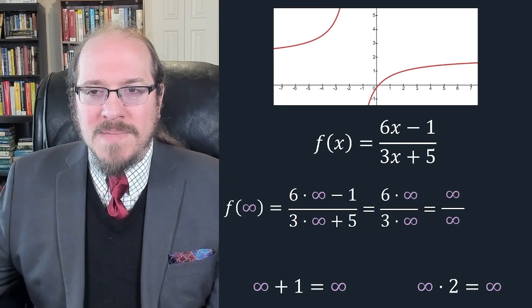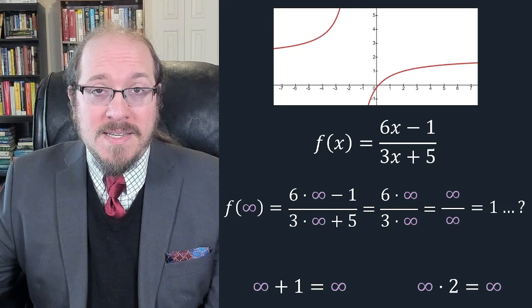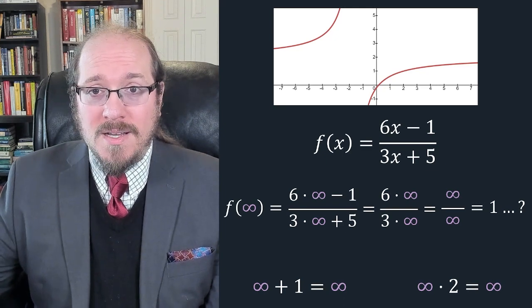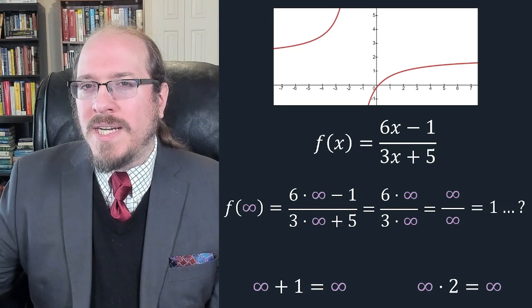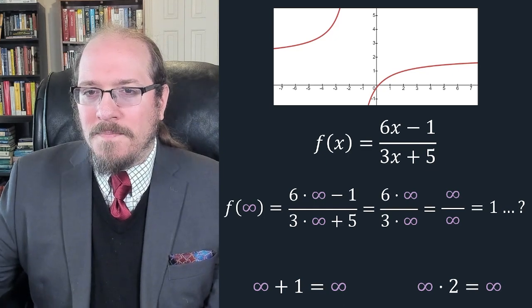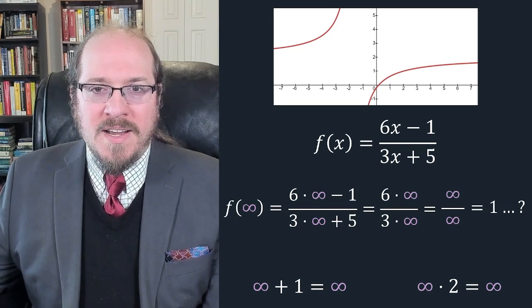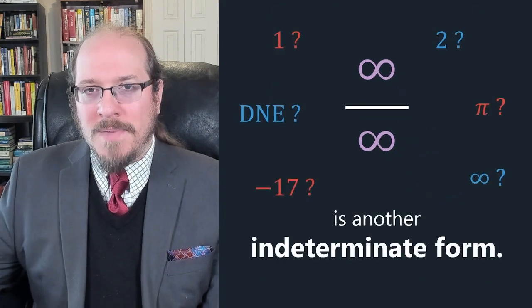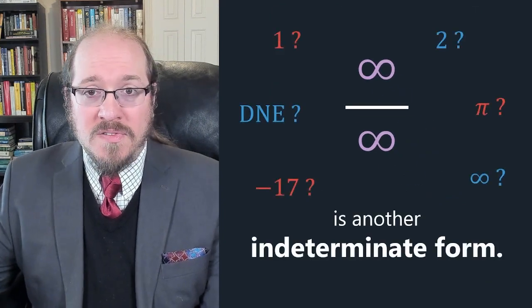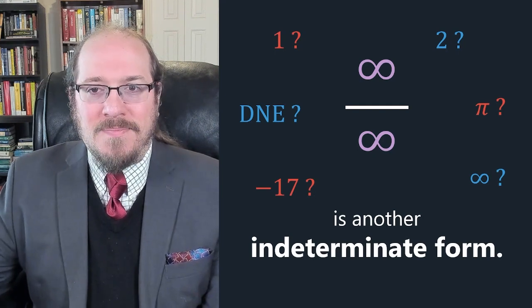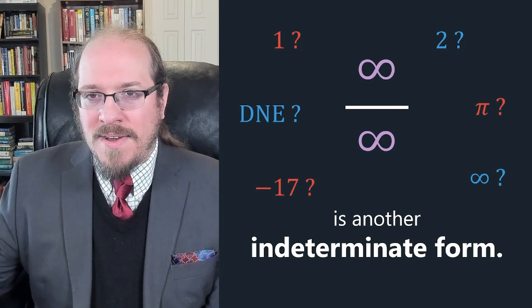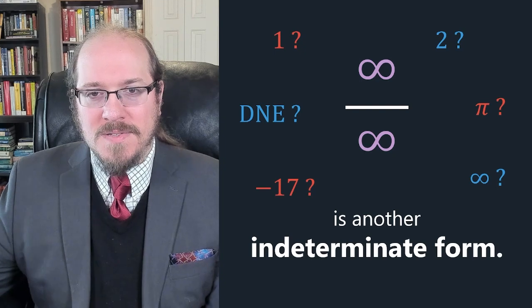And you might be tempted to say that this is 1, because anything divided by itself is 1. But that doesn't make sense because our function was supposed to be approaching 2, not 1. Turns out infinity over infinity is another one of those indeterminate forms, just like 0 over 0. Depending on the situation, it can come out to anything, which means we need a little more finesse to deal with a situation like this.